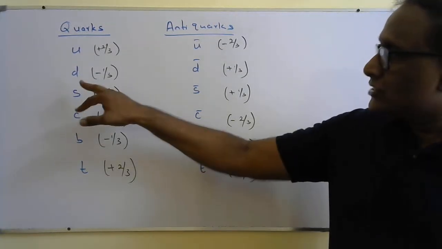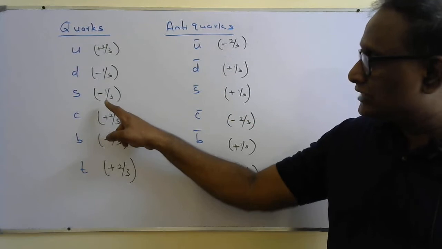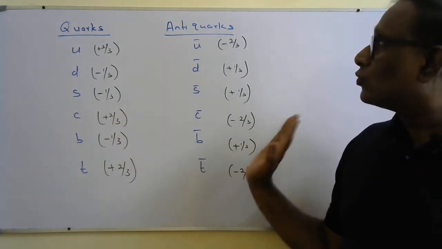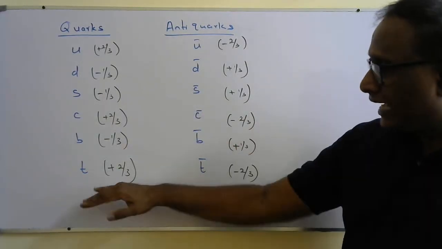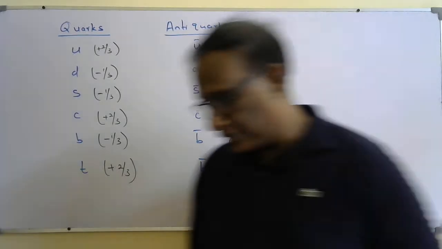Anyway, so the down quark is -1/3, anti-down is plus, opposite sign. Strange quark -1/3, anti-strange is +1/3. You can see the relationship between quark and antiquark: if the quark has positive charge, the antiquark will have negative charge. Right.